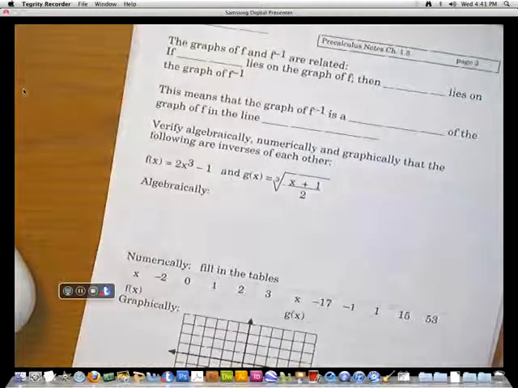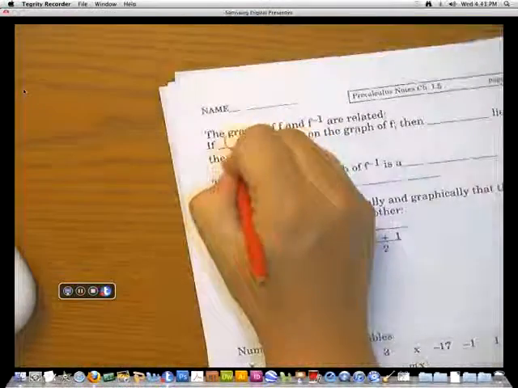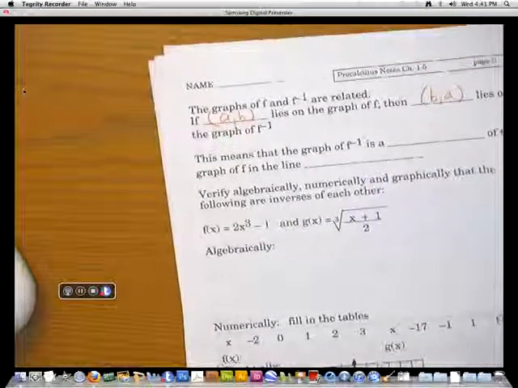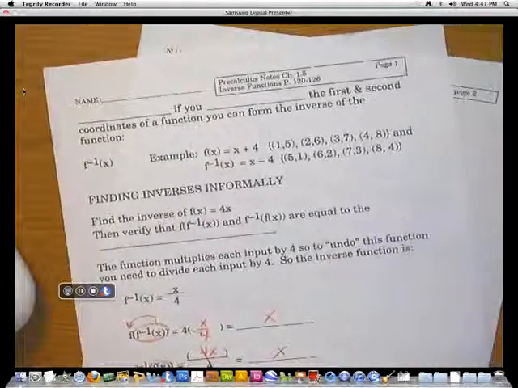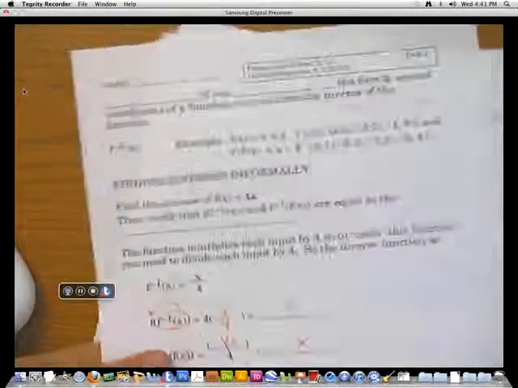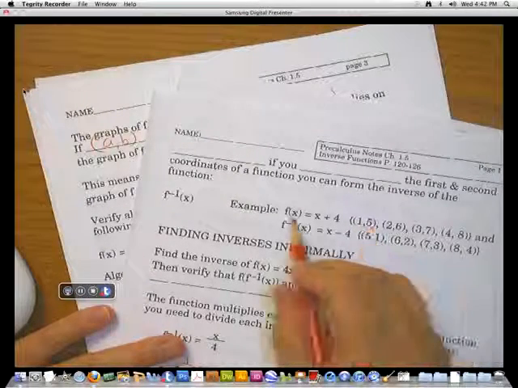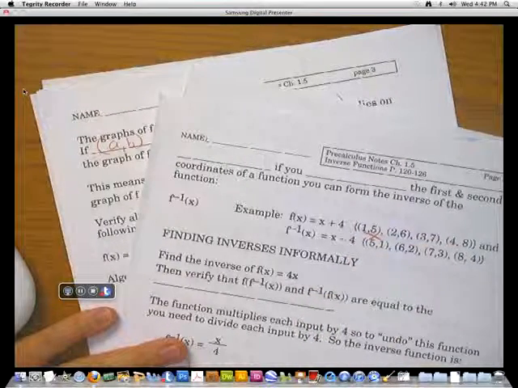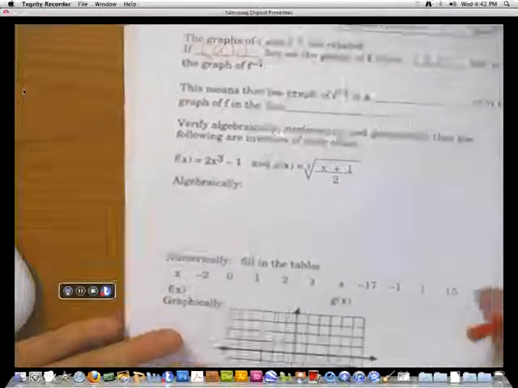All right, on page 3, if (a, b) is a point and it lies on the original function, then (b, a) has to be on the inverse, and that's what we just got done talking about on page 2. Even though I didn't write it down, actually page 1 shows it. If (x, y) is on f, then (y, x), they're going to switch locations, becomes the domain and range of each other in the inverse. And that's what happens here.